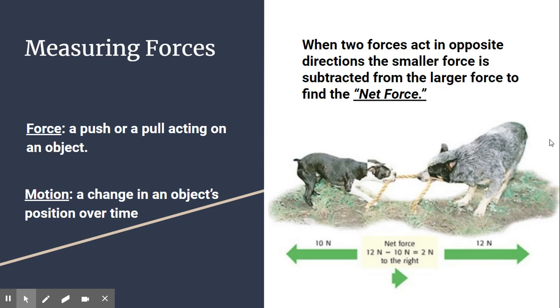The dog on the right looks more like an Australian Shepherd or Australian cattle dog, and it is pulling on the rope with a force of 12 newtons moving to the right. The dog on the right, the cattle dog, has a larger force than the terrier, and so you subtract the 10 newtons of the terrier moving to the left from the 12 newtons of the Aussie moving to the right, and you end up with a net force of 2 newtons to the right. That Australian Shepherd is going to win this tug of war because it has a larger force.